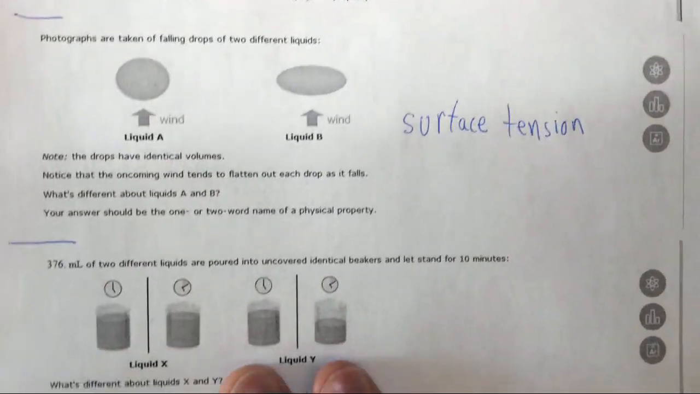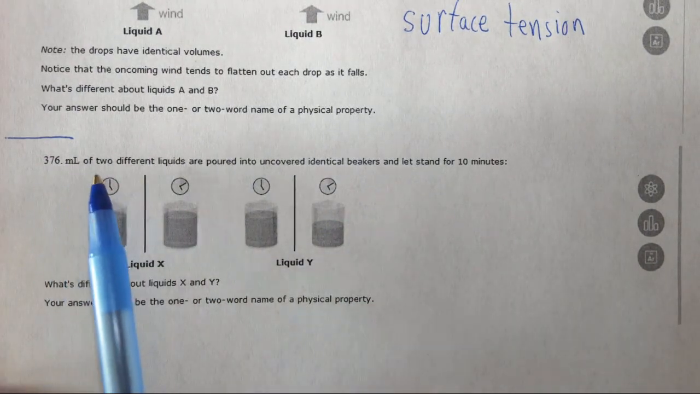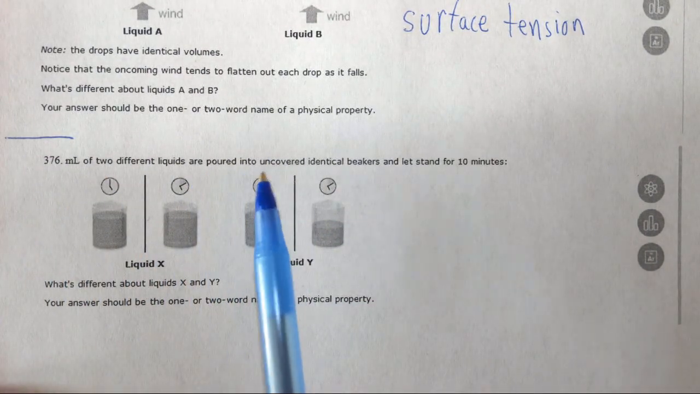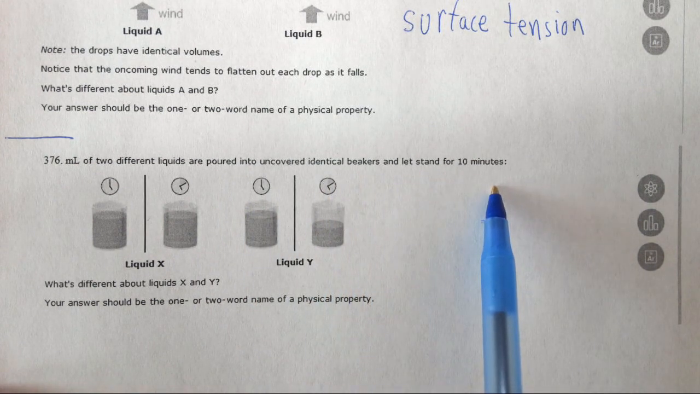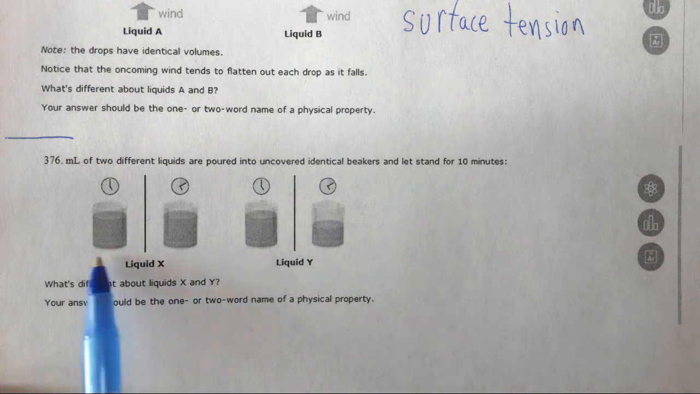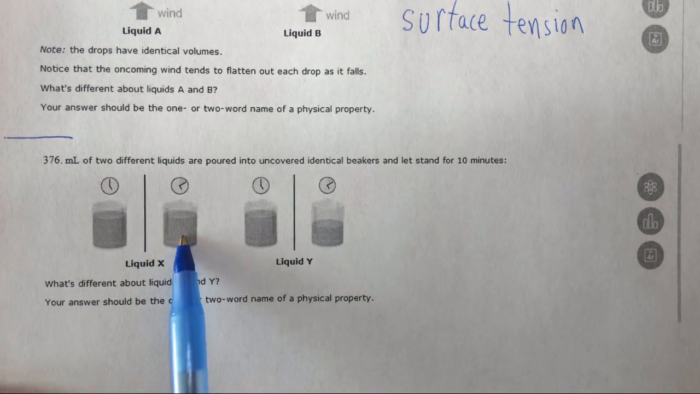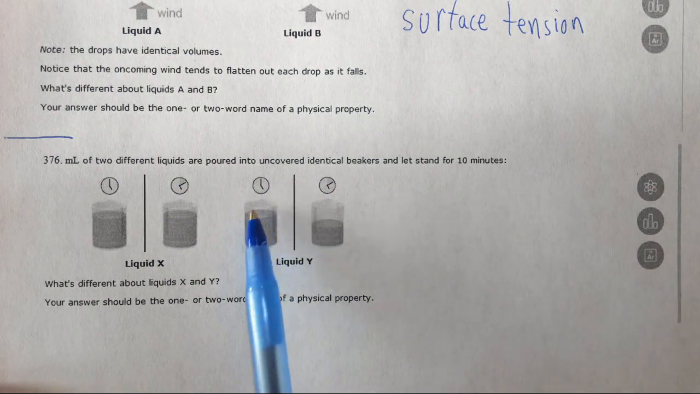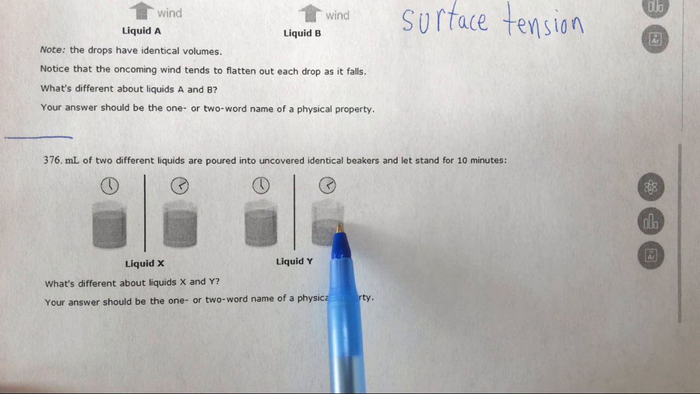The final example I have is 376 milliliters of two different liquids are poured into uncovered identical beakers and let stand for 10 minutes. So if we look at liquid X, the volume is roughly the same at time 0 and time 10 minutes. But if we look at liquid Y, at time 0 it had about the same as liquid X, but after some time it has evaporated.